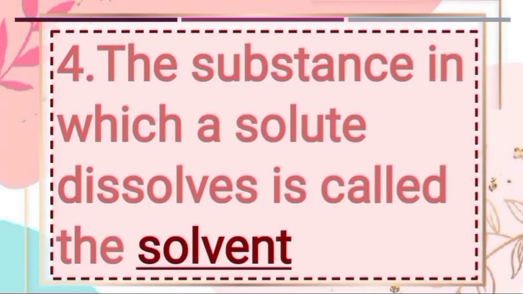Now let's understand the fourth fill in the blank. The substance in which a solute dissolves is called the dash. Options are solution and solvent. The answer is solvent, because a solution is formed when two or more substances mix together such that they are evenly distributed. And the substance in which the solute dissolves is called solvent.